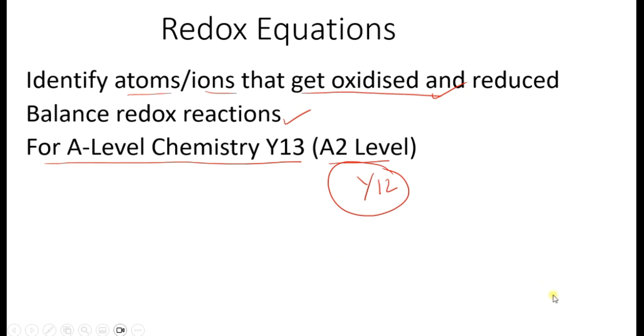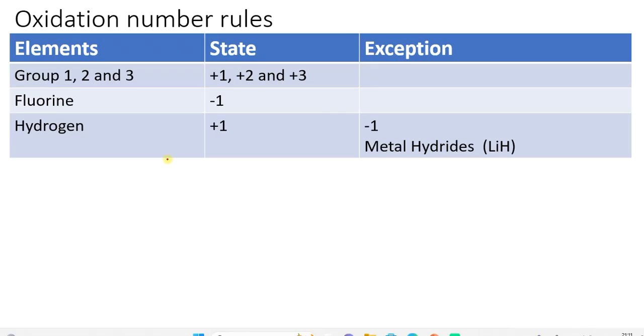To start with, you should be really familiar with the oxidation number rules, which is the number that we assign to each of these atoms when they are in a compound or in an ion. So let's have a look at each of these and make sure that you can remember this and apply these. Groups 1, 2 and 3 metals have oxidation states of +1, +2 and +3 respectively.